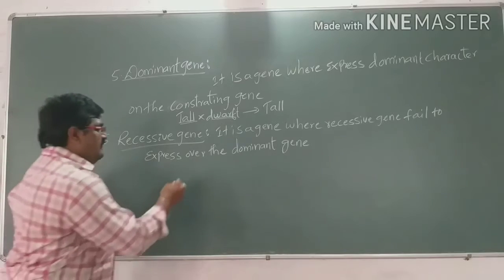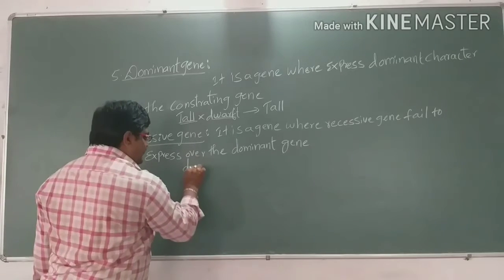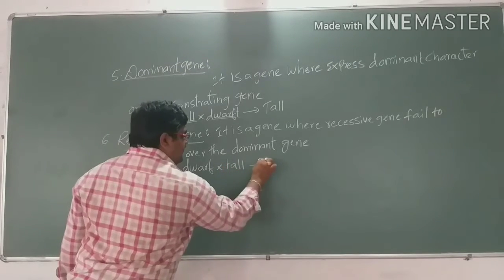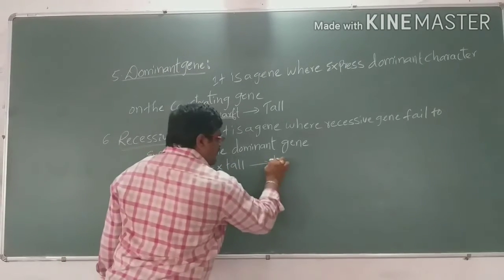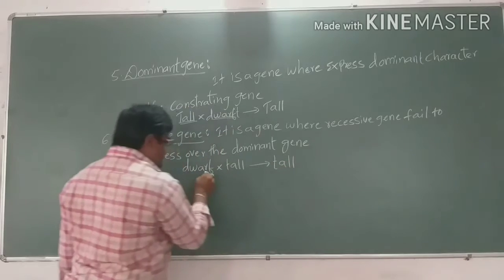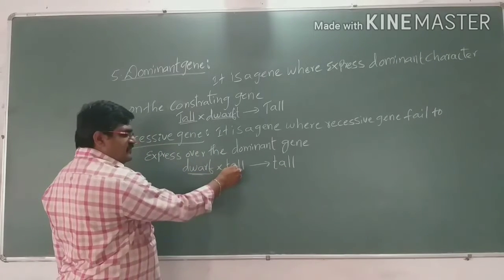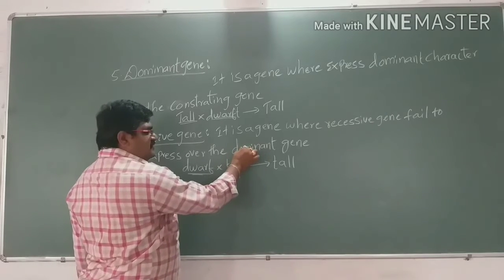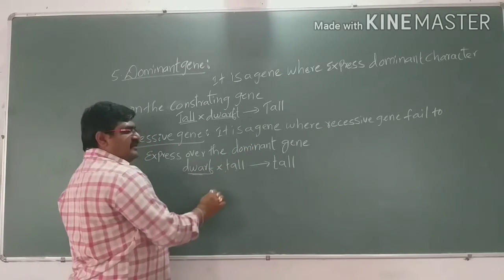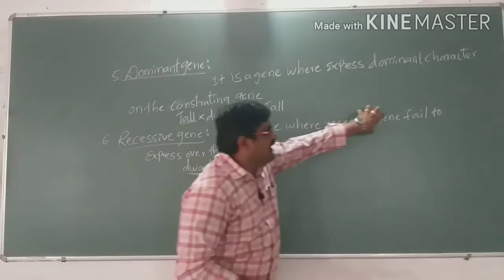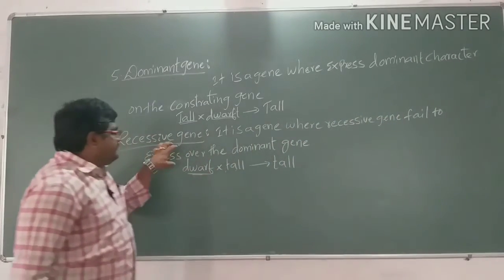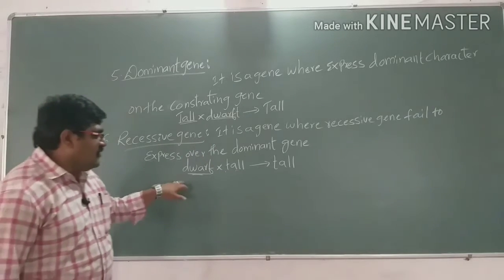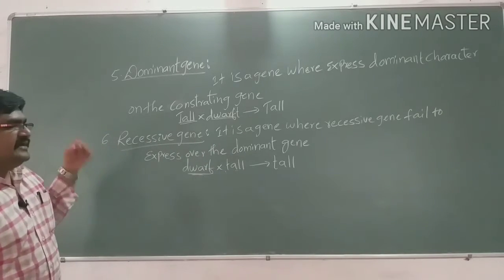That means if a dwarf character is crossed with a tall, we are able to get a tall only. Why? Because the dwarf character will not express over the tall. The tall is the dominant character, so the recessive character fails to express over a dominant gene. So that is called the recessive gene.